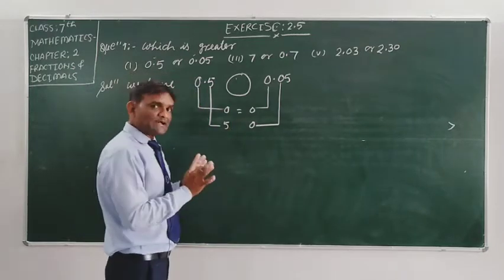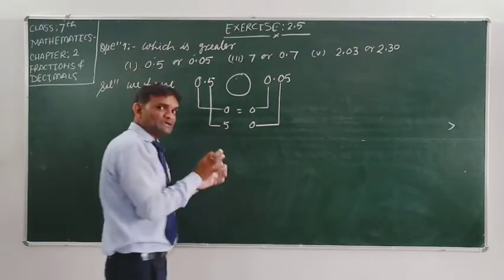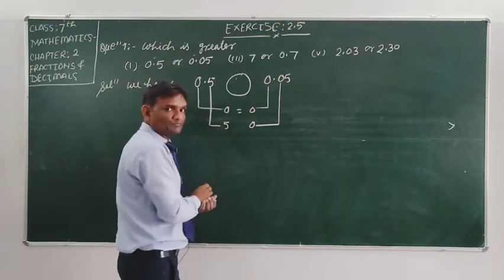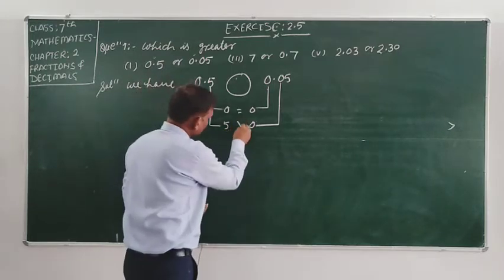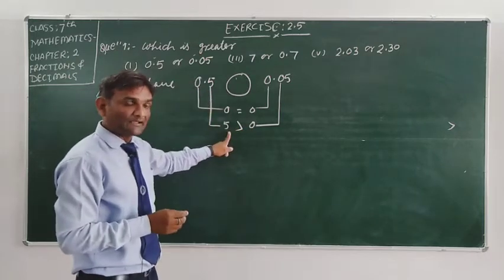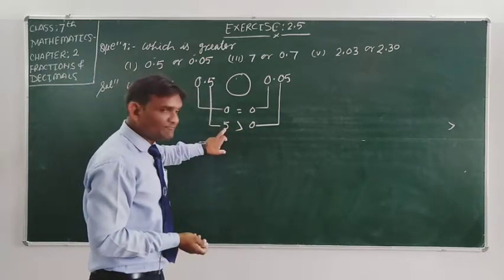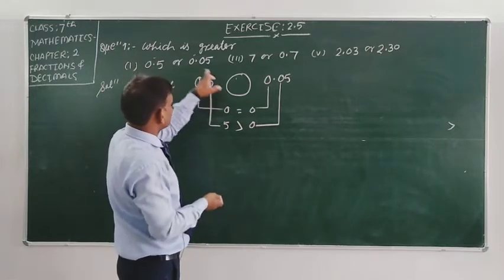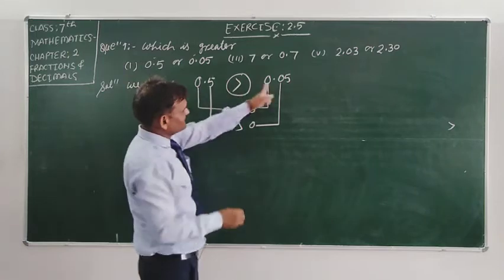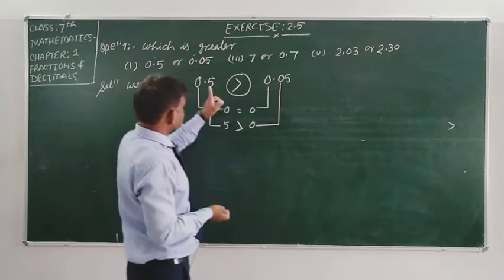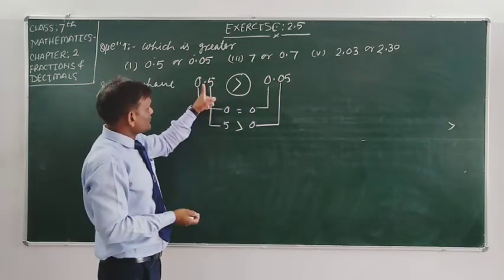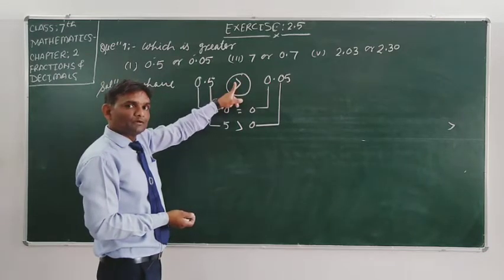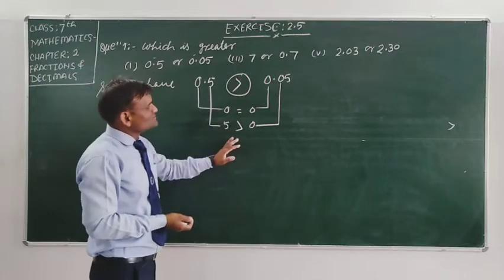So student, that's all. From here you can say which is greater and which is smaller. 5 is greater or 0? You will say obviously 5 is greater, and this 5 is present in this decimal number. So student, this decimal number is greater and this is smaller. On the side of 0.5 we use the mouth of the sign. It's okay student? So very easy.